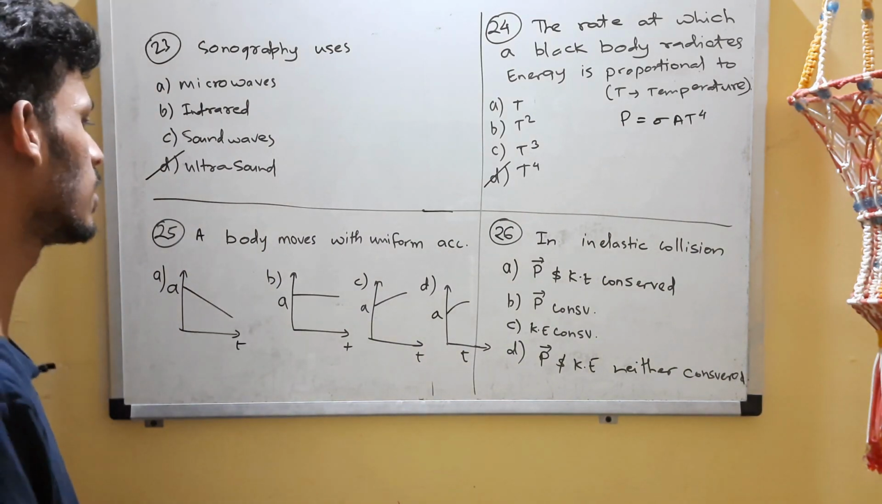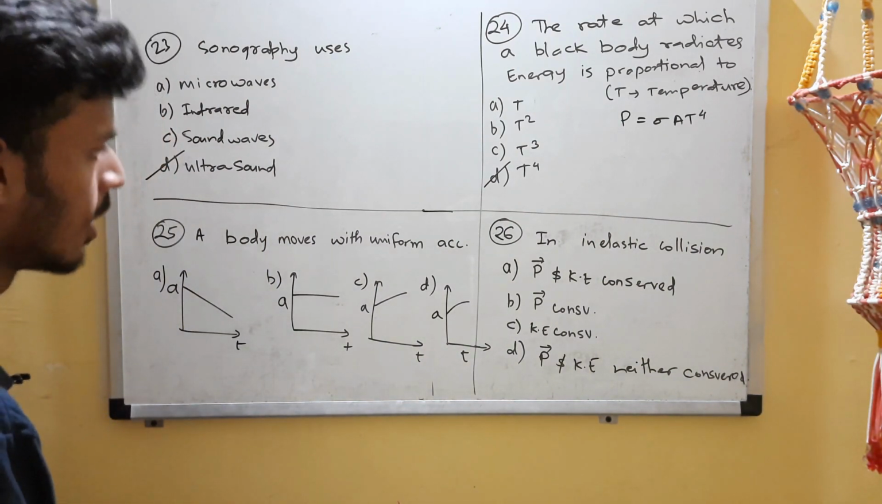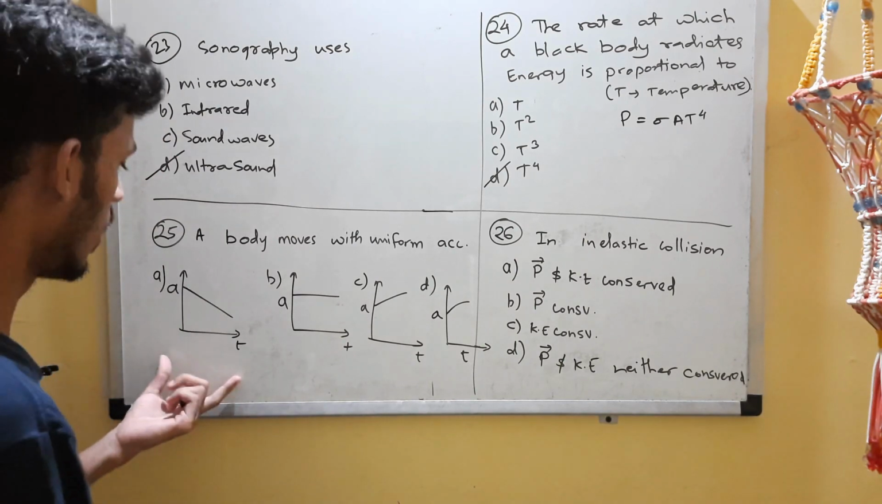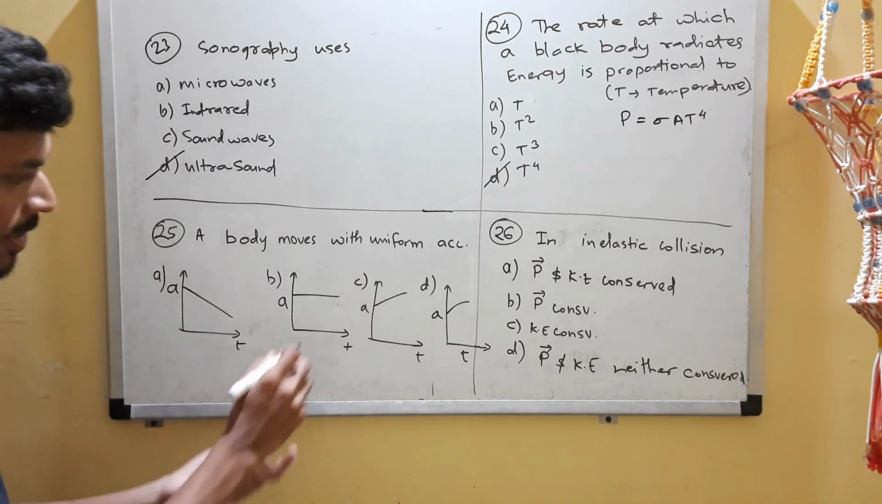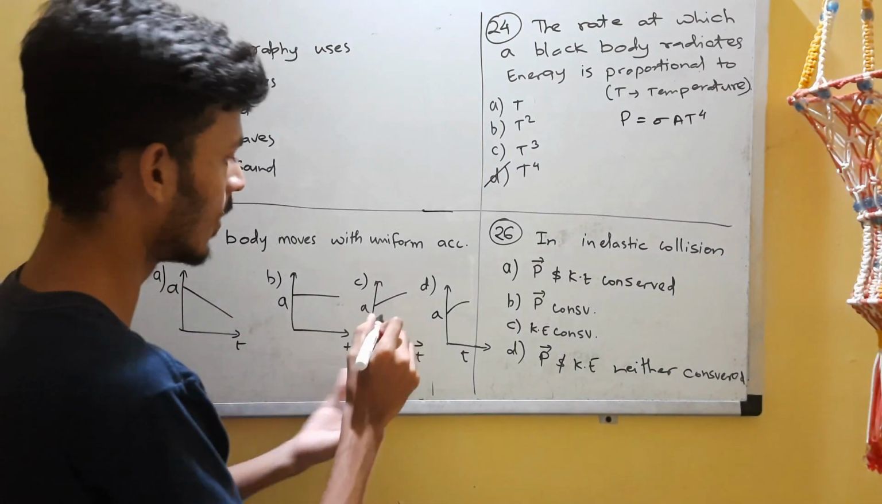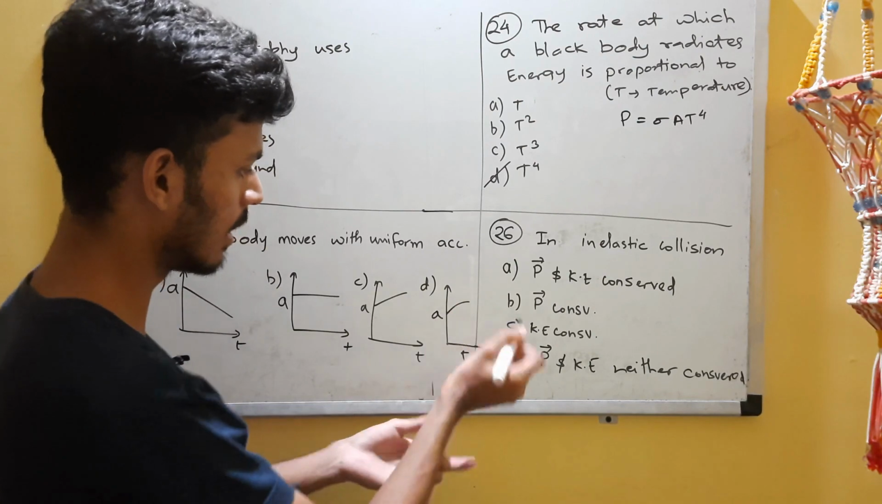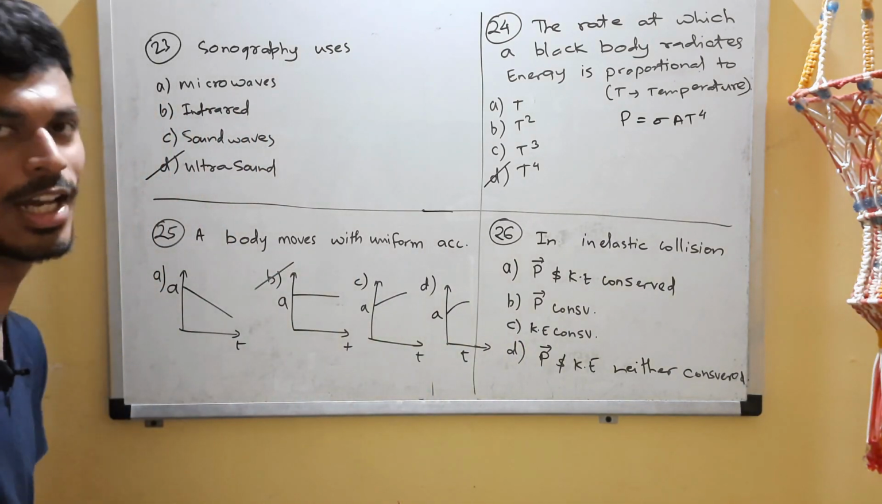Then coming to this question, a body moves with uniform acceleration. You're supposed to guess its graph. A versus t graph is given, acceleration versus time. So of course your acceleration is not changing, here it's constant. This may be the one. Here, yes, it's changing, it's also changing, so option B is the correct choice over here.